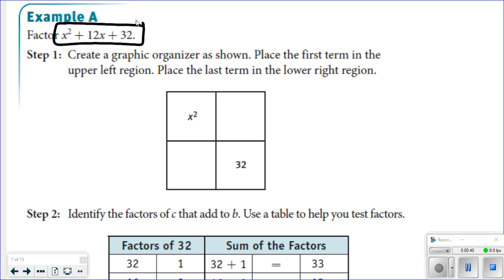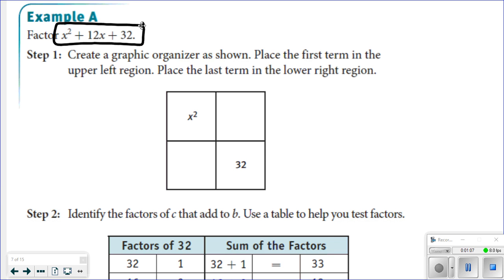So when we create this, we're going to have a 2 by 2, so you're going to have 4 squares in your box. The x squared always goes in the upper left corner or box. And my c term, my constant, which is 32, that goes in the lower right box. Then we need to figure out what is going to go on our blank diagonals here.